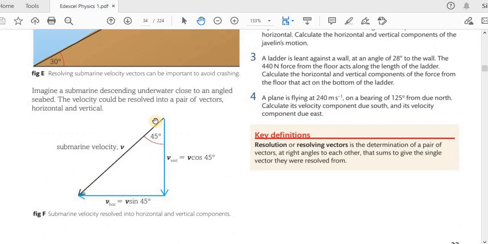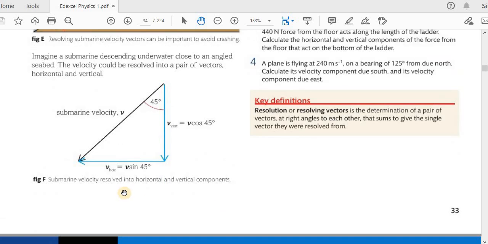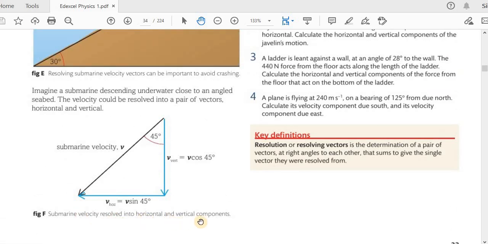Similarly, if the velocity of the submarine is this way at an angle 45 degrees, then in this direction it will be v cosine 45 degrees. This way it will be v sine 45 degrees. So vertical component, horizontal component. Submarine velocity resolved into horizontal and vertical components.